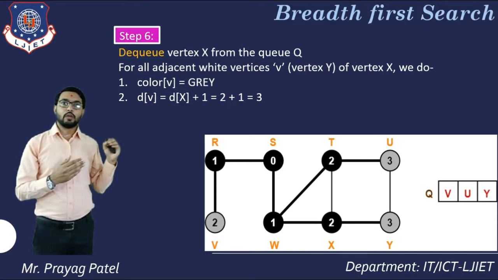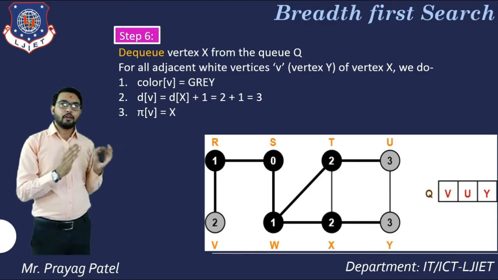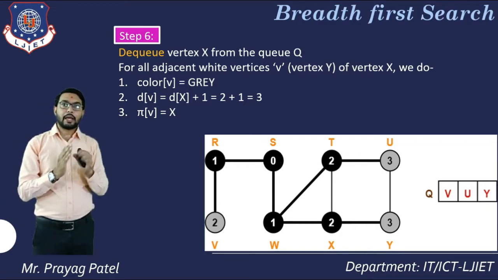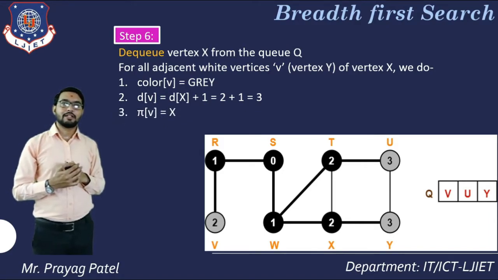d of v equal to d of x plus 1, meaning 2 plus 1 equal to 3. Now consider the next step, step number 3, pi of v equal to x. Here pi of v means the parent node of that particular node v. So the parent node of the node y is x.